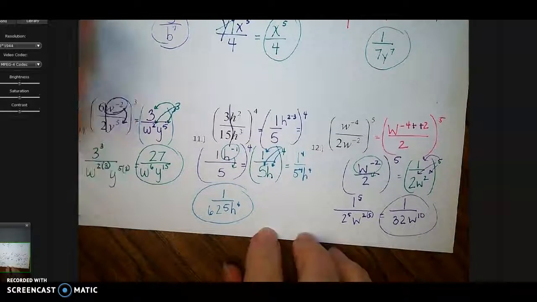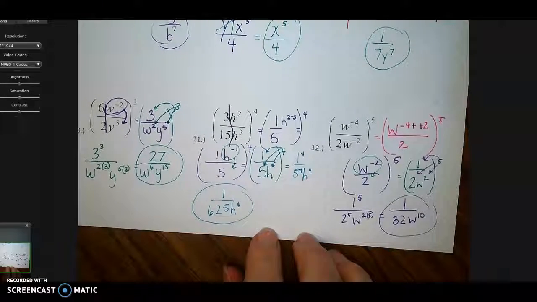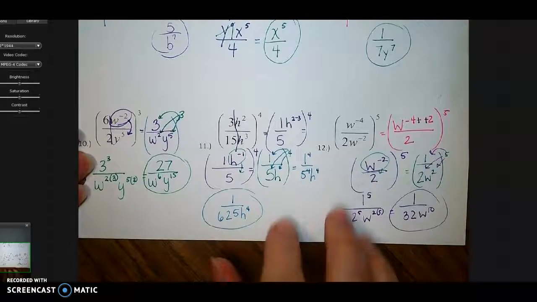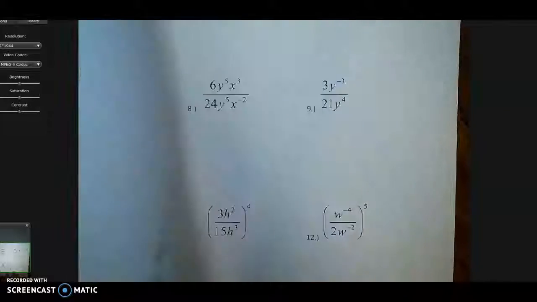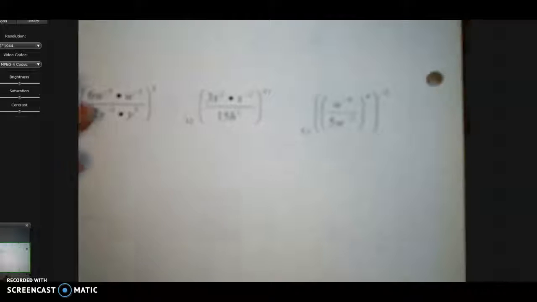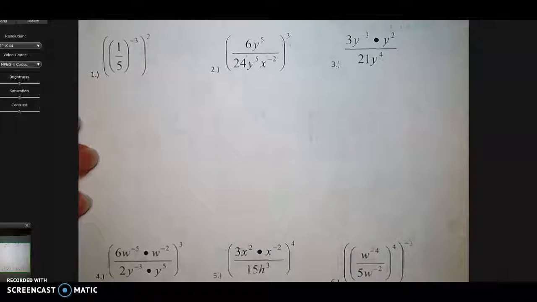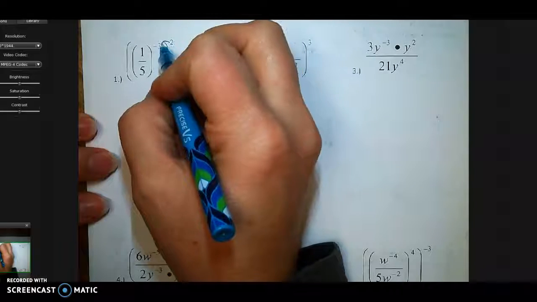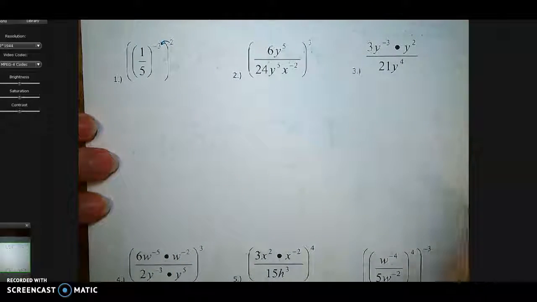The ones on the back are challenge questions. There is an answer key here in the classroom that you can use. It just takes them a step further. I'm going to go ahead and pass that out to there first.